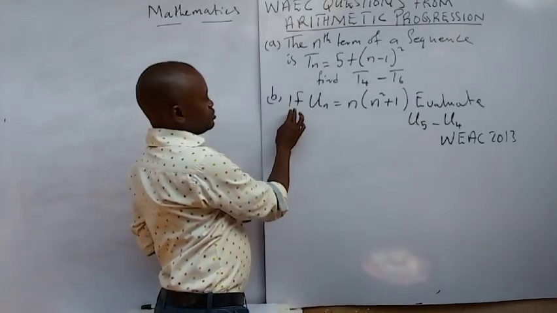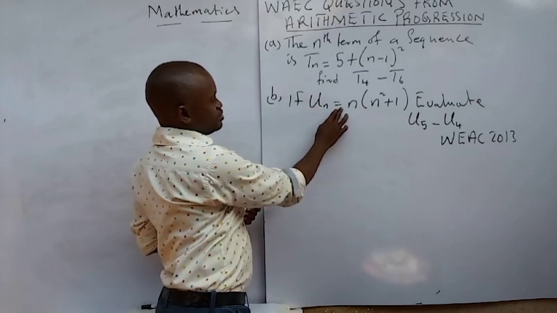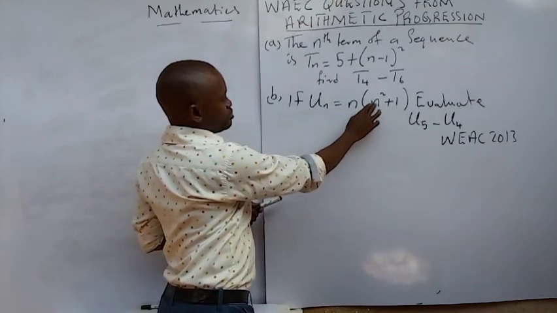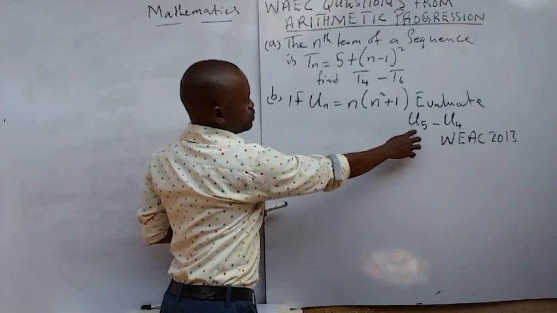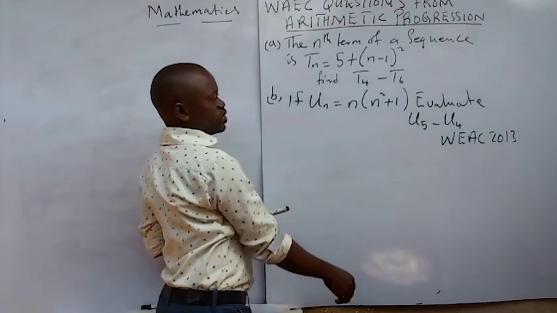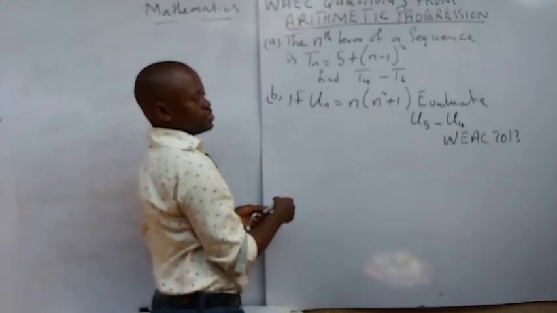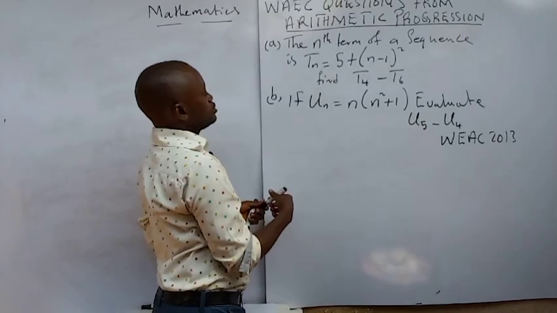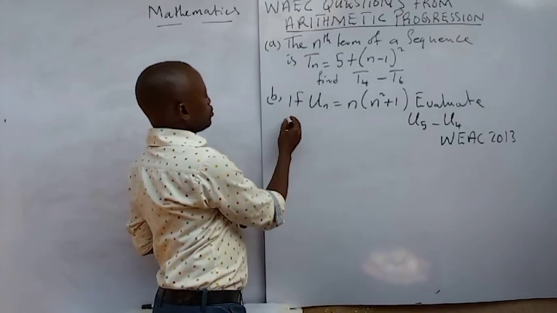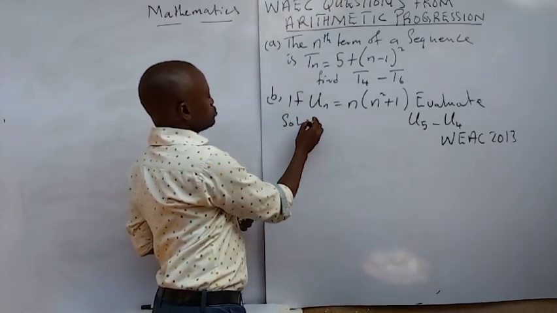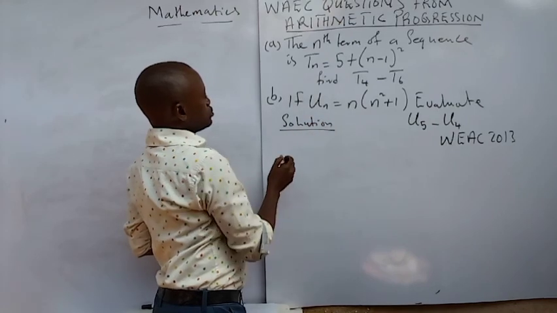The next is, if Un is equals to n(n squared plus 1), evaluate U5 minus U4. This one is a WAEC examinable question of 2013, as you can see. All right, let's go. Solution is simple.